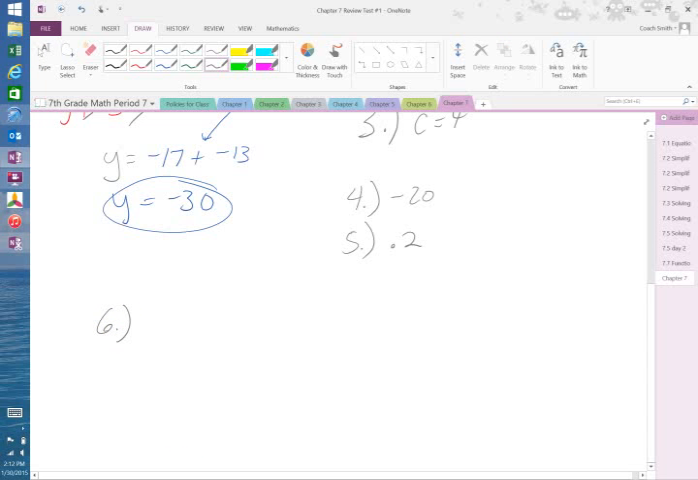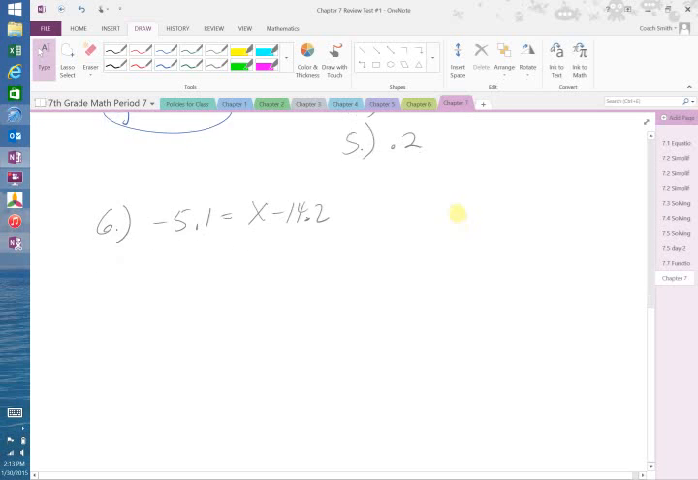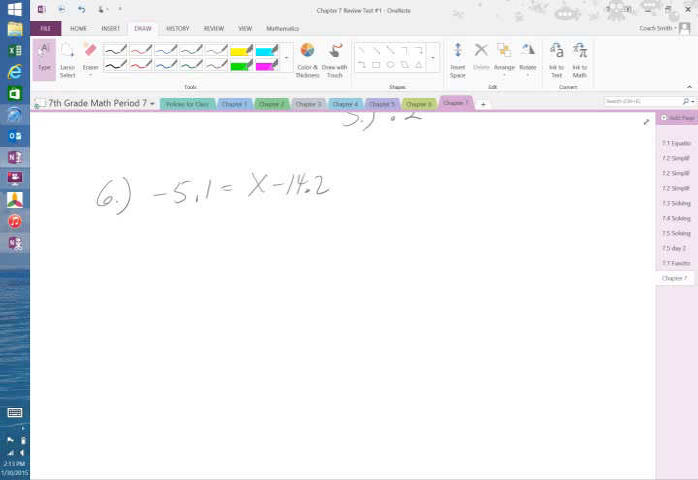Number 6 says negative 5.1 is equal to x minus 14.2. Okay? All right. So, first thing I do here, the problem is reversed. In other words, we're used to having the x on the left side instead of the right side. Doesn't change anything.